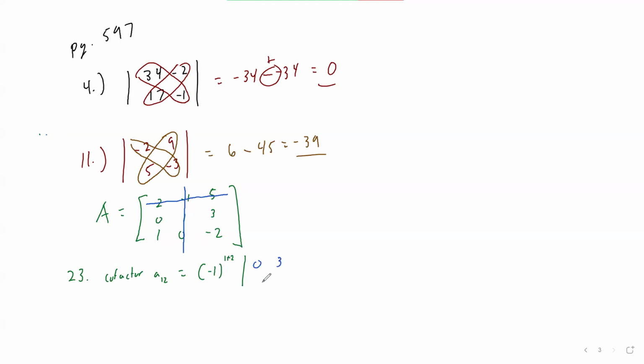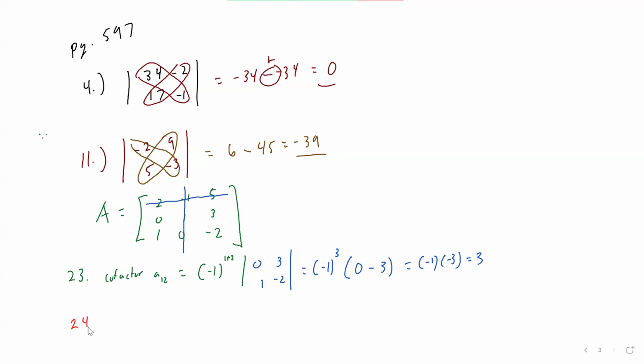And then there's my determinant: 0, 3, 1, -2. So 1 plus 2 is 3, so that's -1 to the third power. And then 0 times -2 is 0, minus 3 times 1, which is 3. So -1 to the third power says -1. 0 minus 3 is -3. So -1 times -3 is 3. So that would be what the cofactor of A12 is.